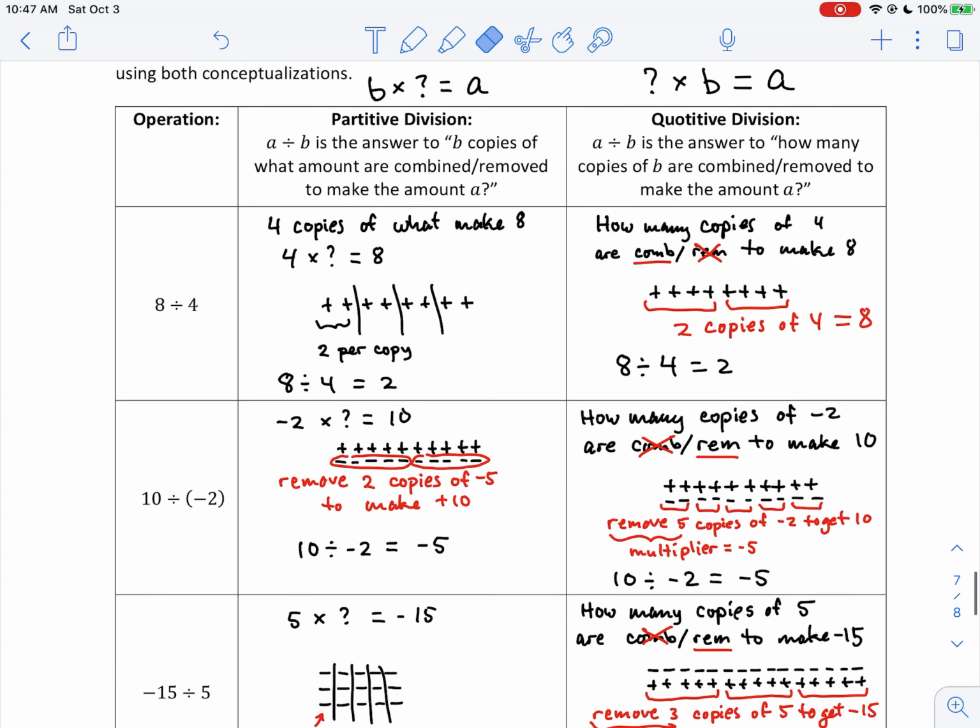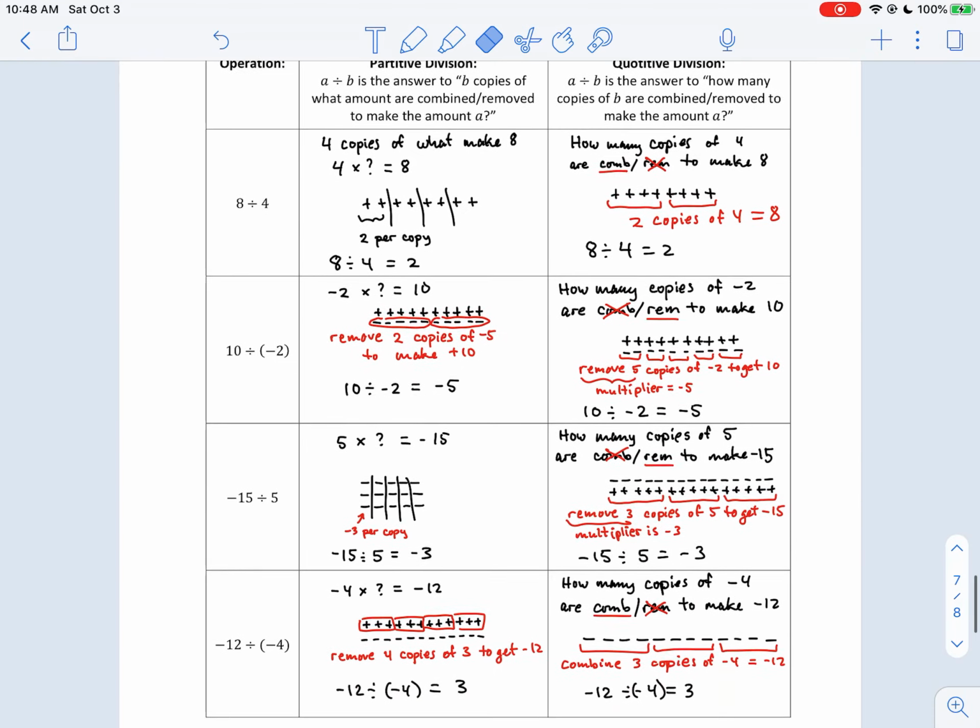All right, so there are the partitive and quotative interpretations of division when you are working with positive and negative numbers. When you're working with integers, there's a lot to digest here. Subtle differences in the ways of thinking that I'm trying to make explicit in your own thinking so you can categorize them for yourself and really try to analyze whether you are thinking partitively or quotatively when you answer a division question.